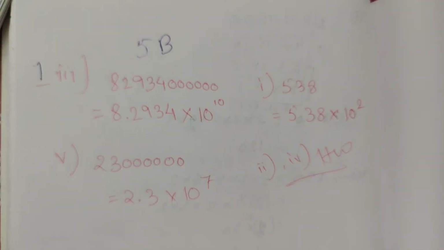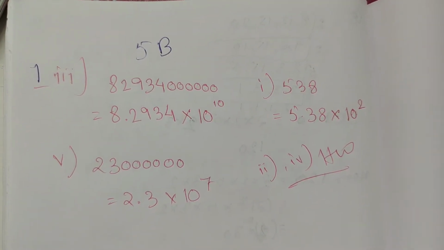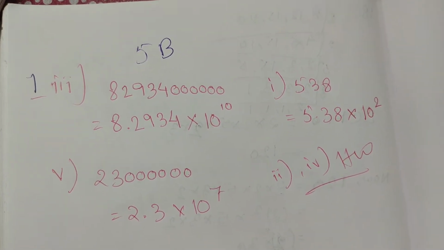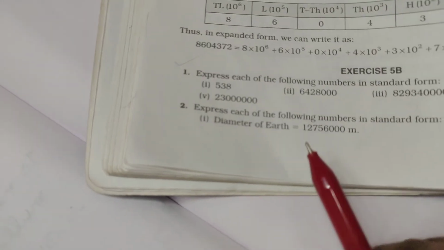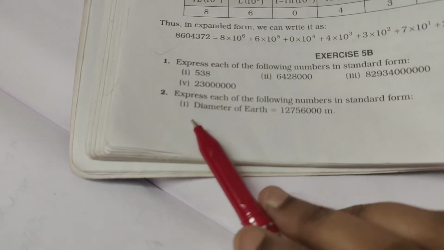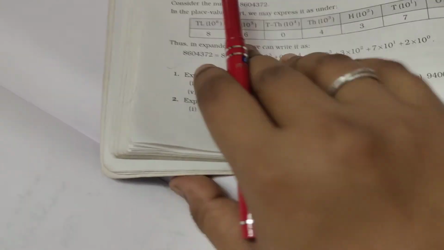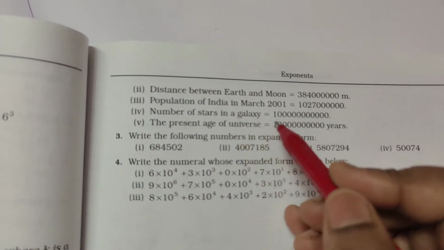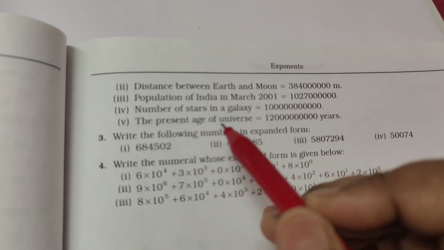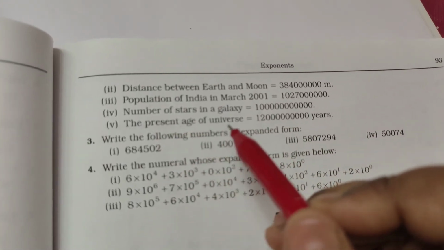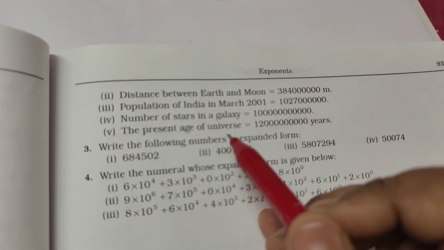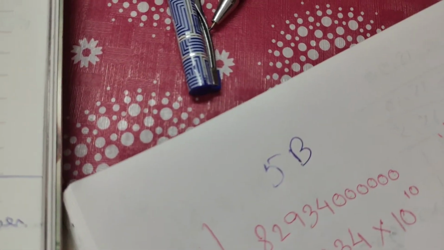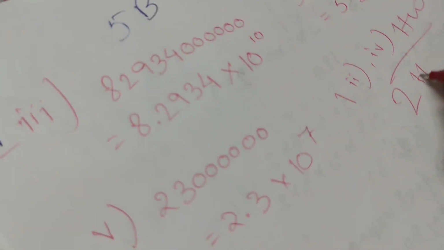Pause this and copy this. Next you will see you have questions like express each of the following numbers in standard form. Diameter of earth, distance between earth and moon, population of India in March 2001, number of stars in a galaxy, the present age of universe. All these are for your homework. Okay, question number 2 fully is for your homework. This is 1 and 2 also homework.